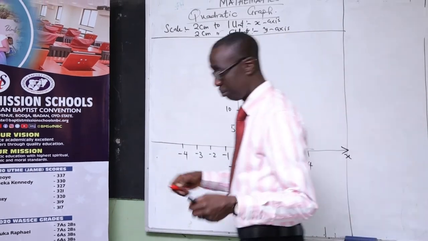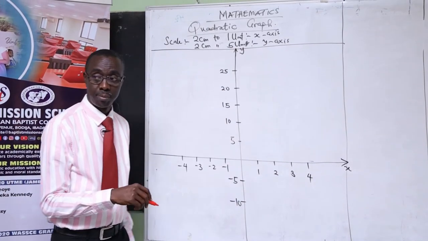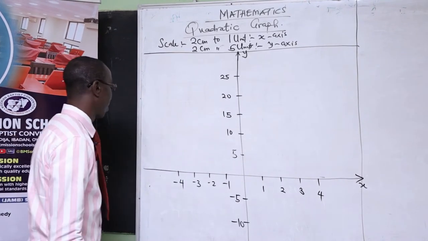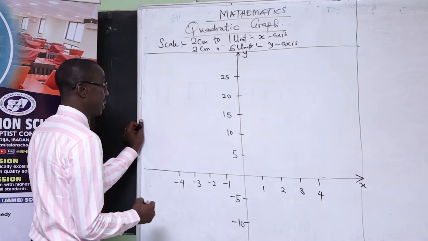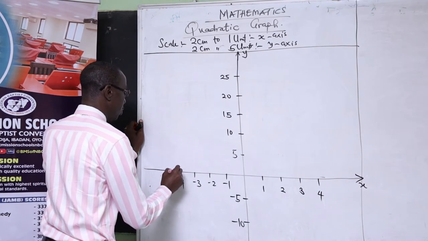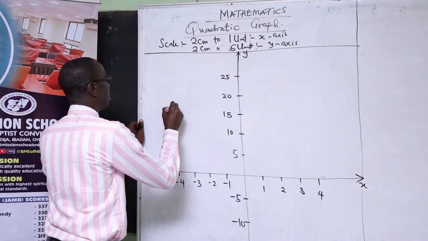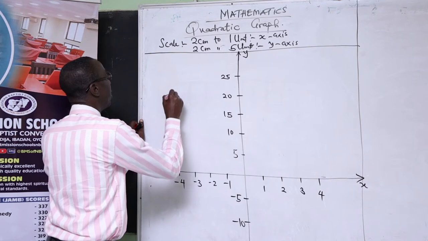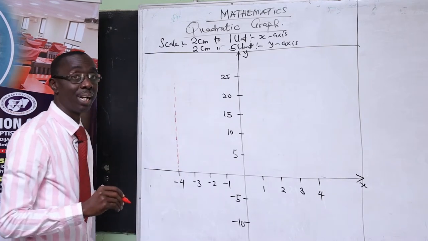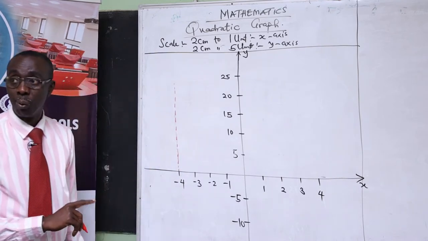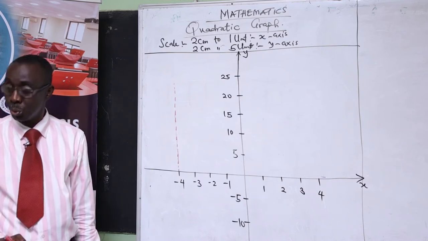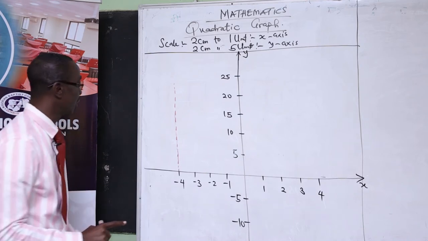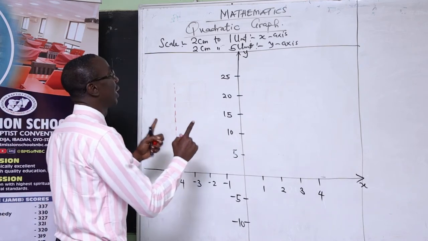Can we pick the points from my table now? When x is minus 4, y is 22. I'll be using a dotted line to trace that line because I'm using a plain board, not my graph. Students, you are not supposed to use any broken line at all. Your lines have been ruled, so don't use any broken line. You just trace the line of minus 4, and you want to locate 22.